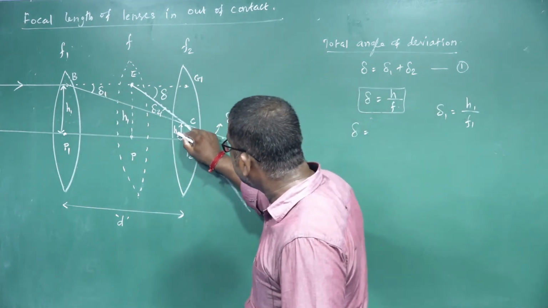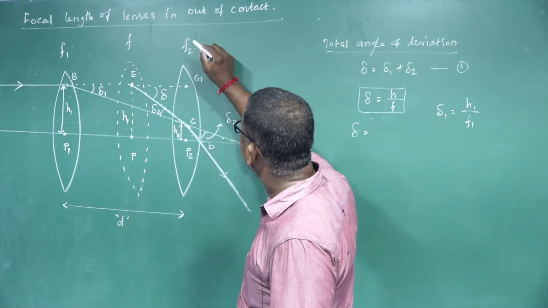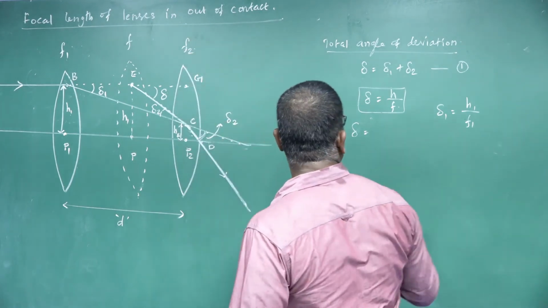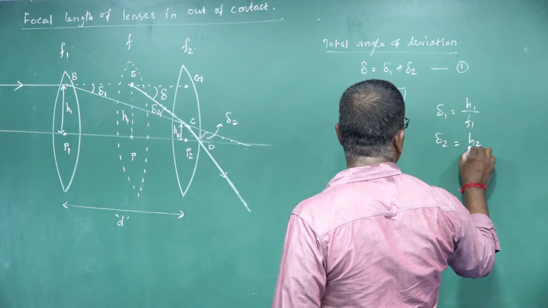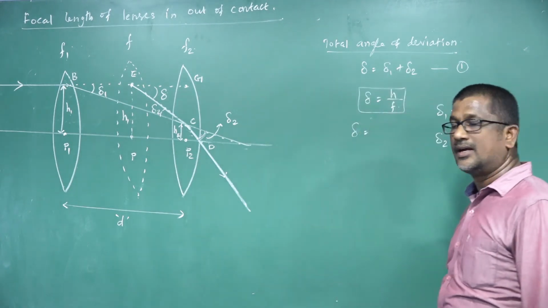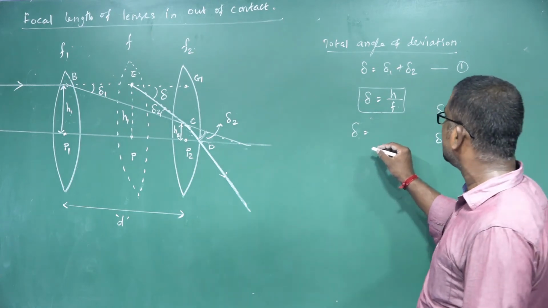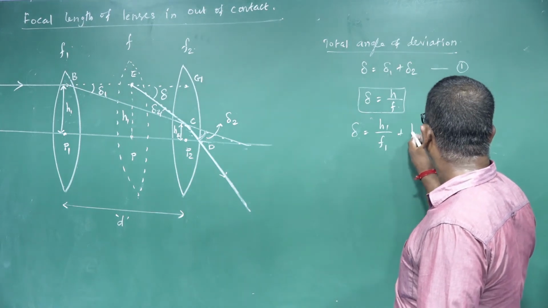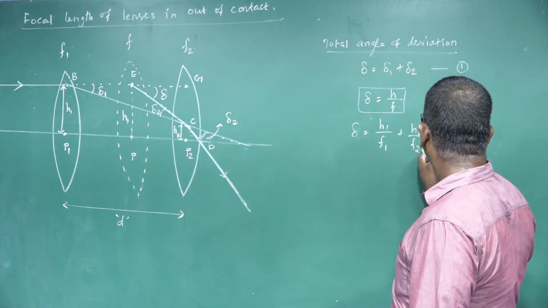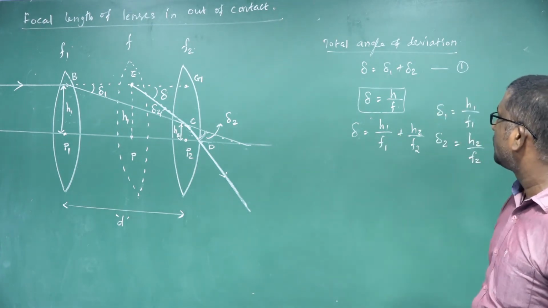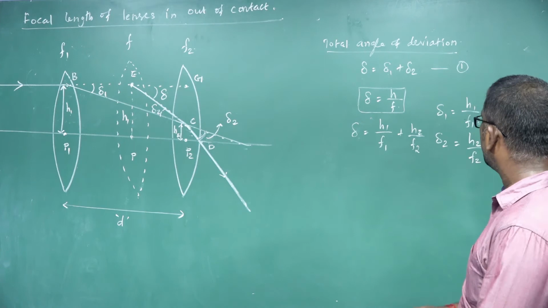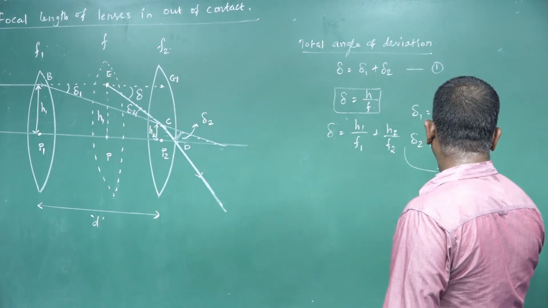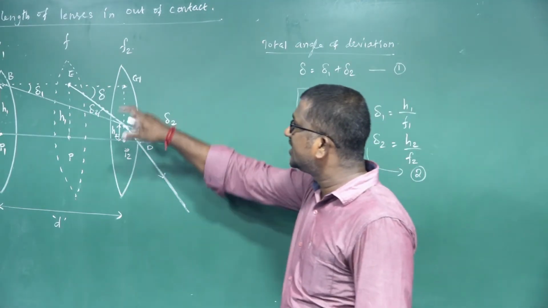Similarly, here the height is h2 and its focal length is f2. The angle of deviation produced by the second lens, del 2, is equal to h2 divided by f2. Therefore, the total angle of deviation del is equal to h1 divided by f1 plus h2 divided by f2. This is taken as equation number 2. Now see the diagram.